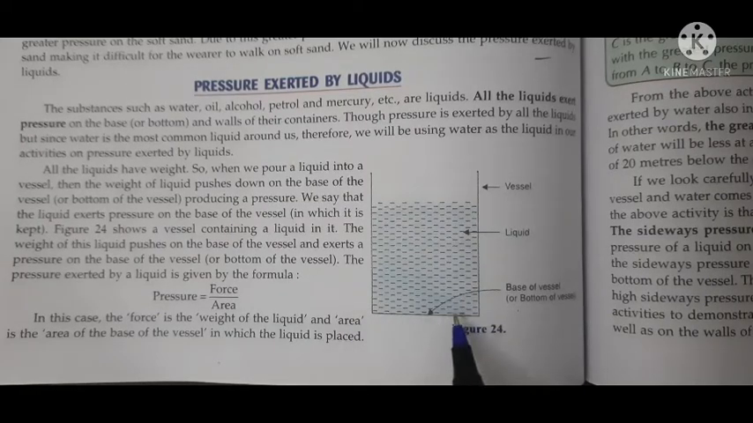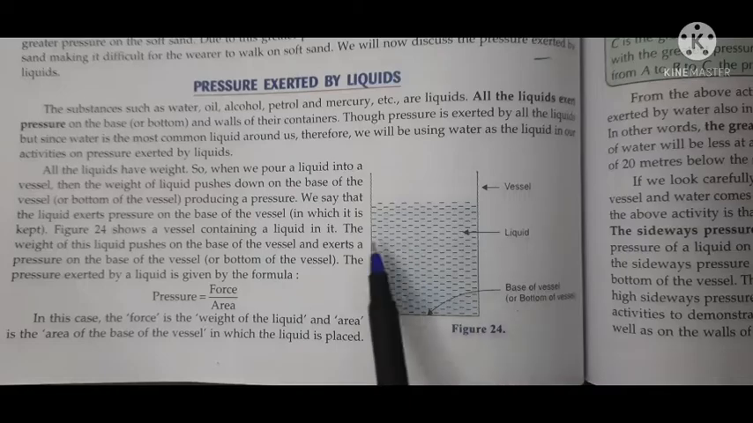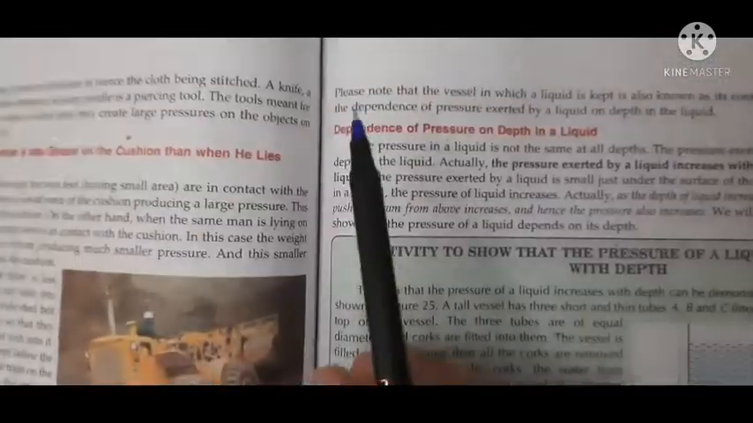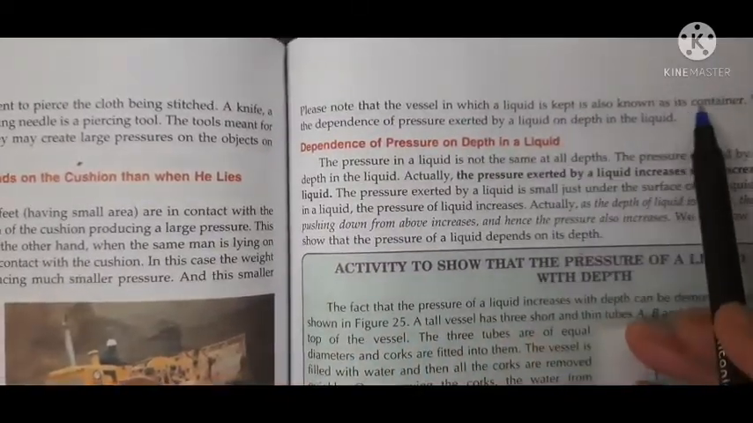This is the bottom, the base. So the weight of this water is exerted, which you can also say is a force, at the base of the bottom, and per unit area it is pressure, and it is also exerted on the sides of the container. That I will tell you now. Please note that the vessel in which the liquid is kept is also known as a container.